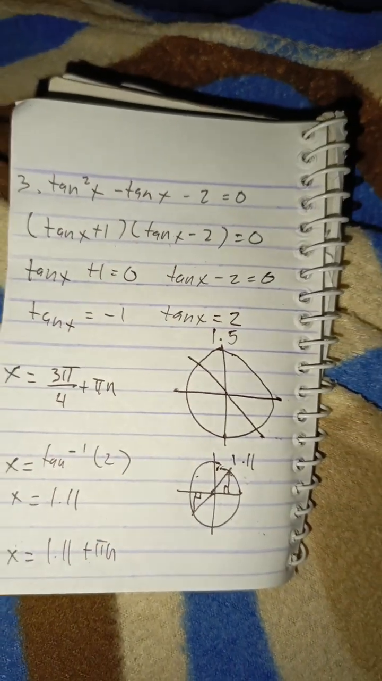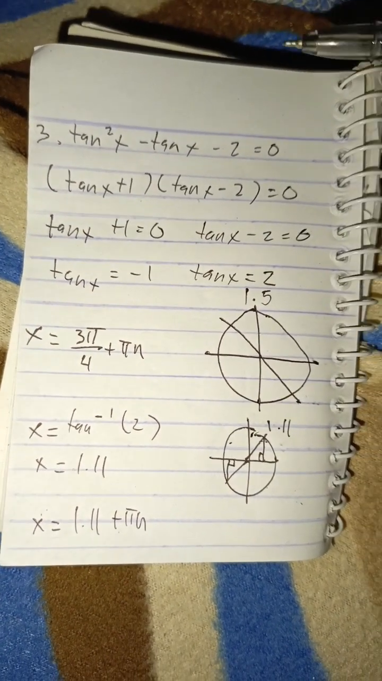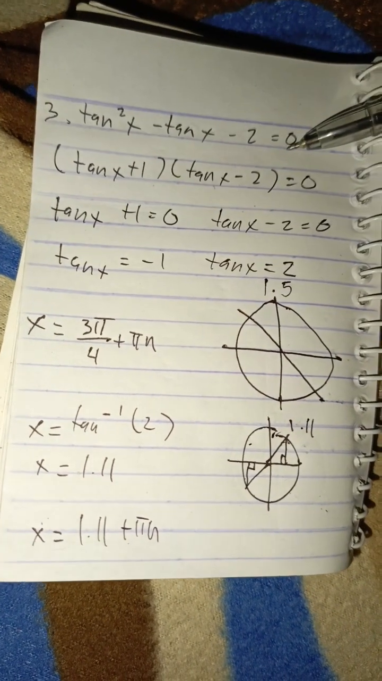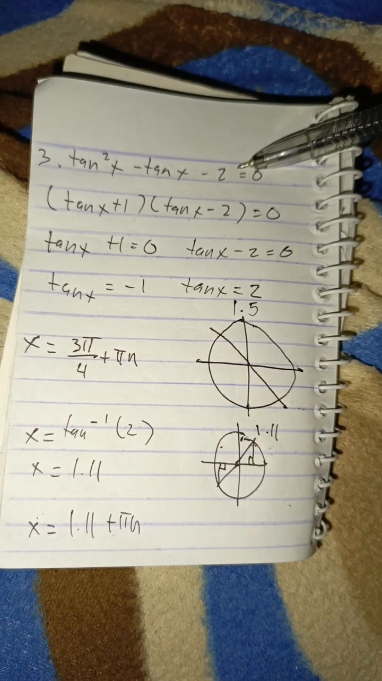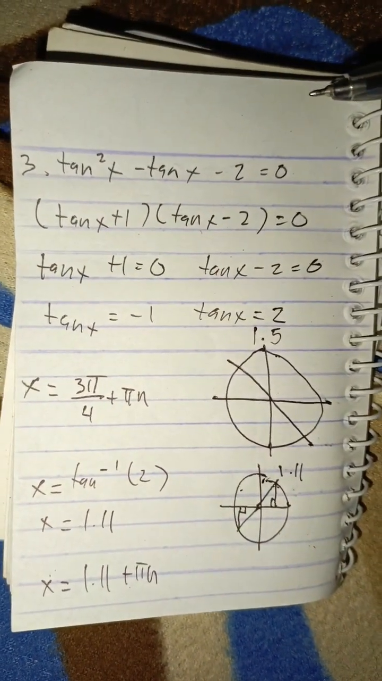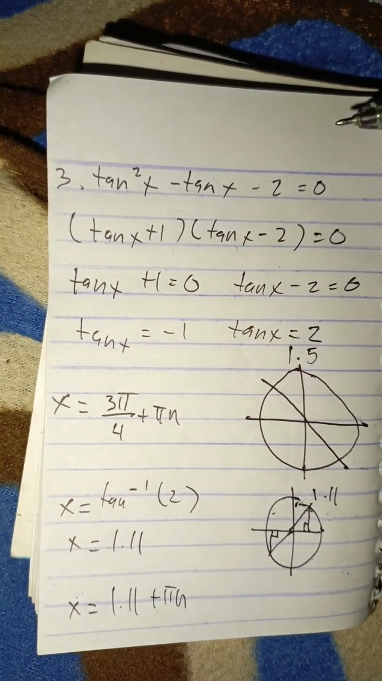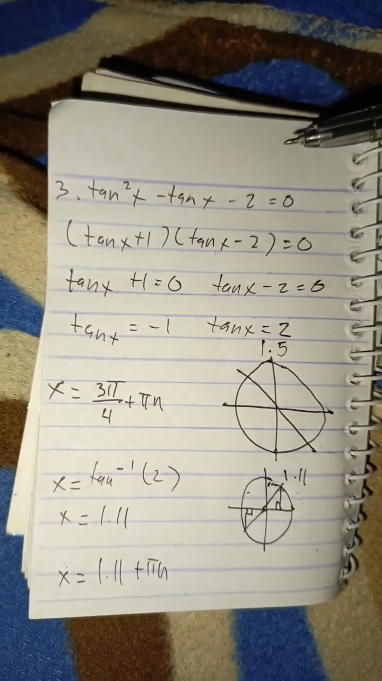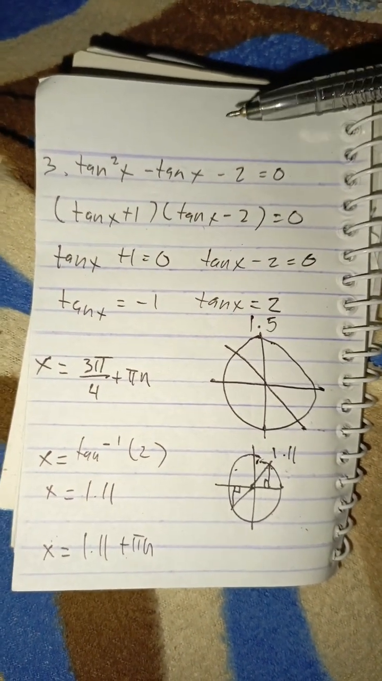Now, for the last example, the tangent. As you can see, we have tangent squared of x minus tangent x minus 2 is equal to 0. Now, we have here a trinomial, as you can see here. If we have a trinomial, we can recall that we have to factor out the trinomial in the algebraic expression for us to get an answer. Same here in the trigonometric function that we have in our problem. We have to factor it out.